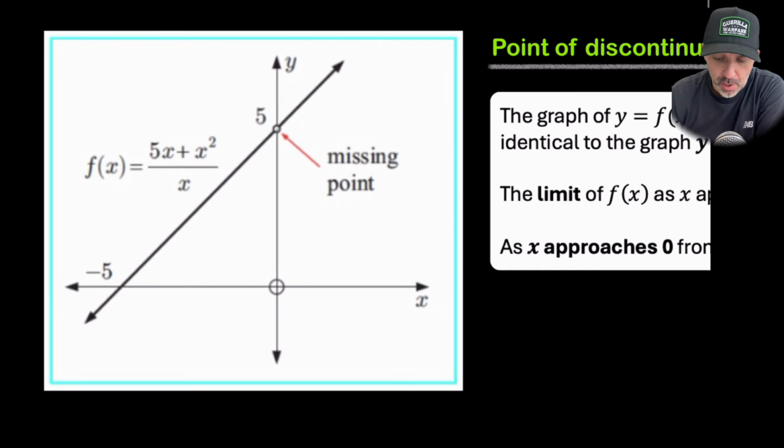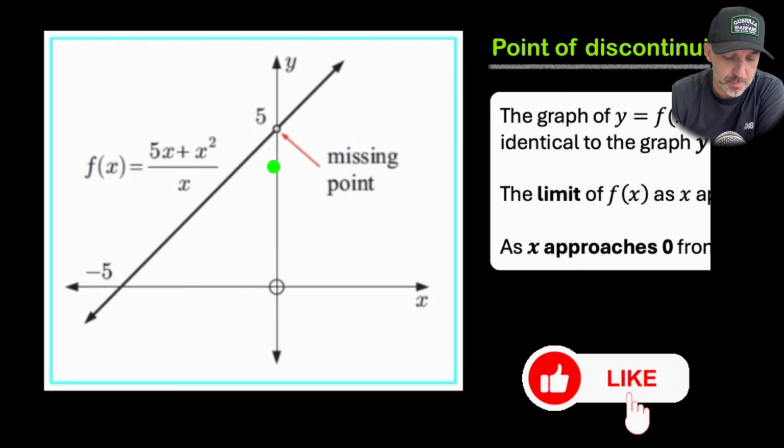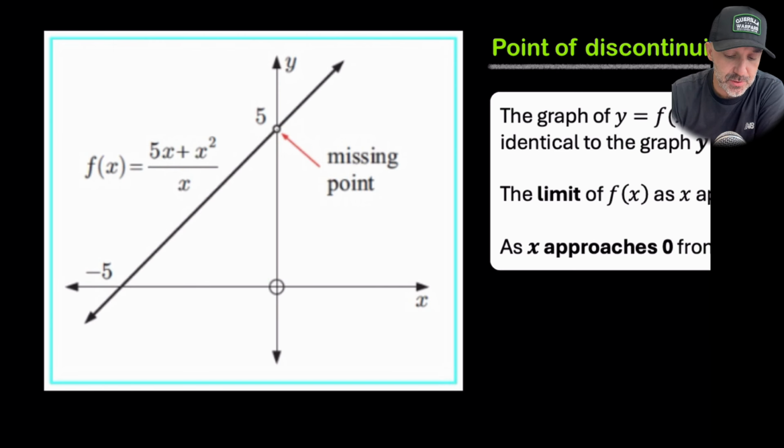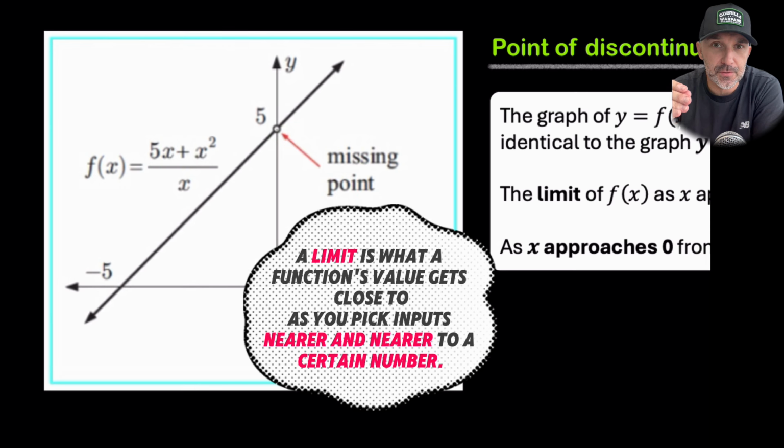So what do we do? Well, consider plugging values in closer and closer to that point. We will be able to substitute a value of x into this function, and we'll be able to read off a value of y. As we get closer and closer to that point, we'll get a reading that is closer and closer to 5. So really think of a limit as what a function's value gets closer and closer to as you pick inputs nearer and nearer a certain point. It's like guessing where a path is going without actually stepping on that spot.